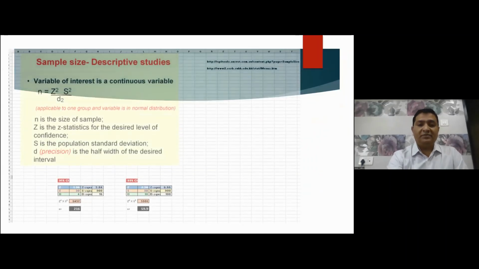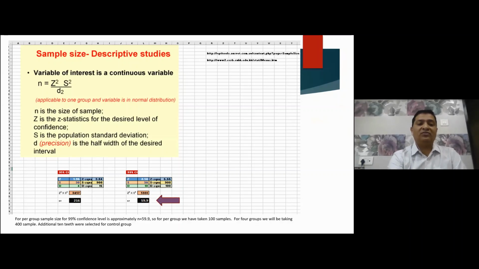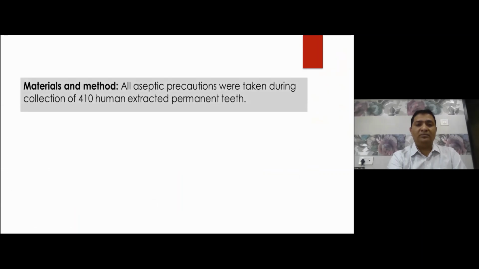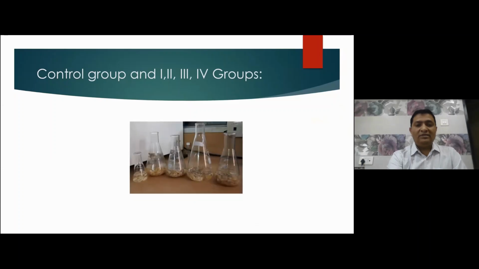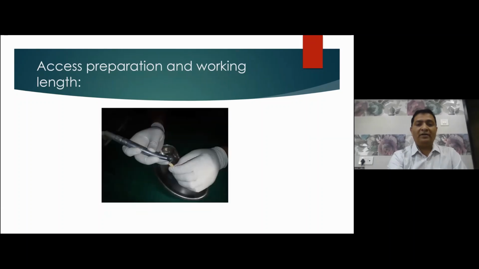Sample size for my study came to 59.9, so about 100 samples per group were selected. We have taken 4 groups, that is 400 samples, and 10 teeth were selected as a control group. All these teeth were disinfected and sterilized in saline solution until use. Access preparation was done and working length was obtained up to 19 mm.